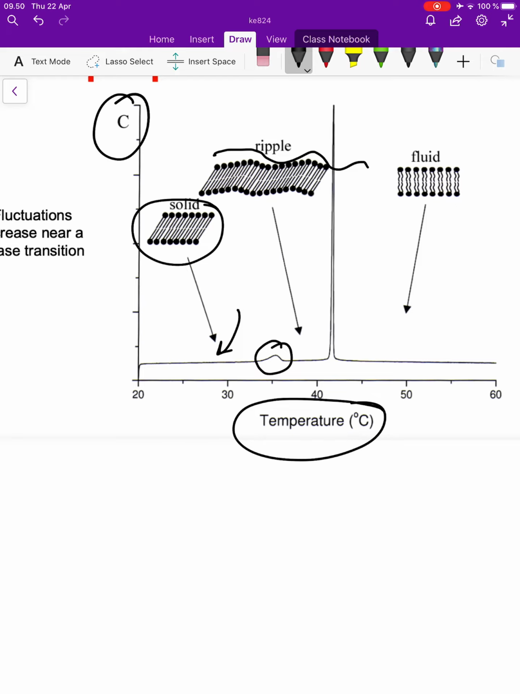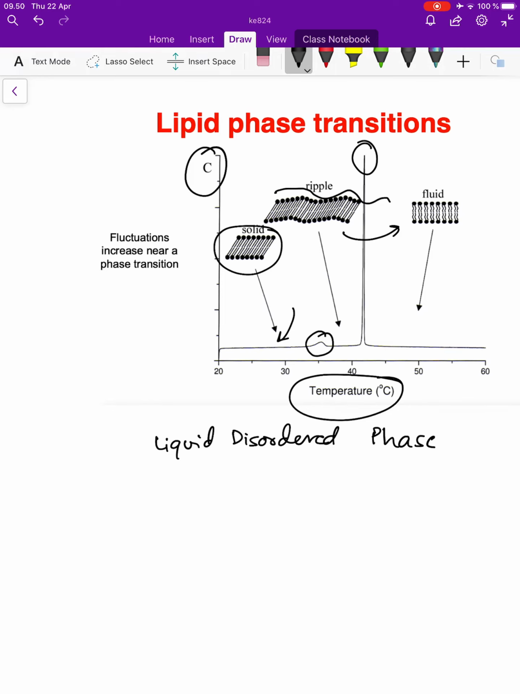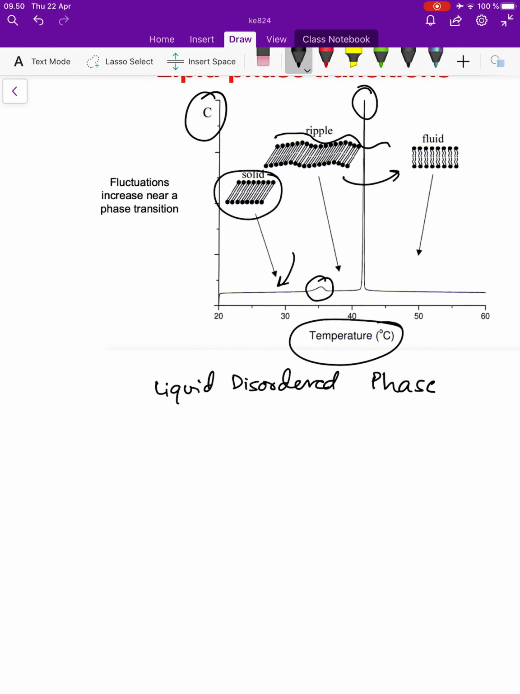Finally, you come to the main phase transition right here, where you have a very high heat capacity because all the energy being supplied is not used to increase the kinetic energy, but to break non-bonded interactions that convert this ordered phase into a fluid phase, which is also called the liquid disordered phase. As you can probably imagine, diffusion of molecules inside the fluid phase is much faster than it is inside a solid phase or a ripple phase.